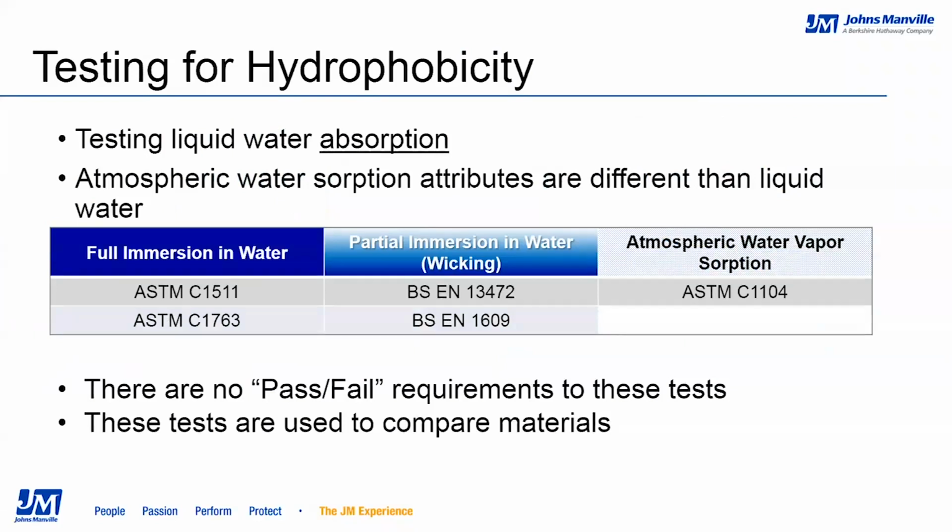Full immersion, which is where the material is forcibly submerged in water to determine absorption. Partial immersion, which is where the material is just placed in standing water to determine absorption. And then water vapor sorption, where the material is just exposed to a humid environment, but no actual liquid water.